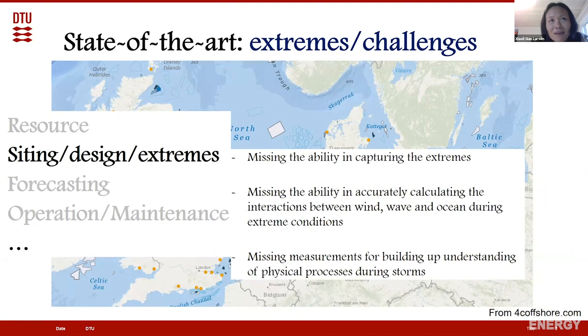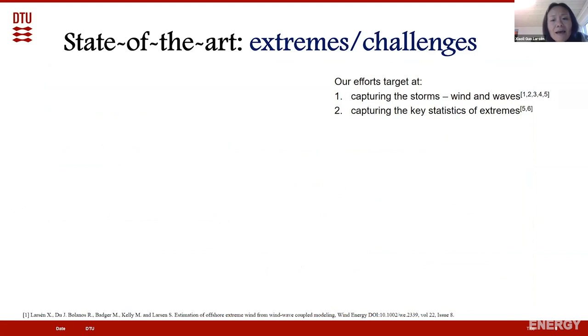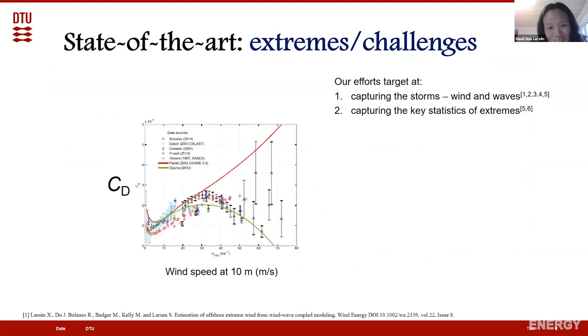And yeah, we saw the summary that in general, we just do not have this ability in capturing a lot of the extreme events. The interactions between wind, wave and the ocean during those extreme offshore conditions, we do not understand what is going on, and we don't have measurements for building up the understanding of the physical process during these conditions. And this embarrassing situation can be summarized in this picture.